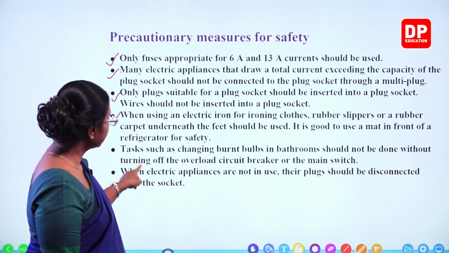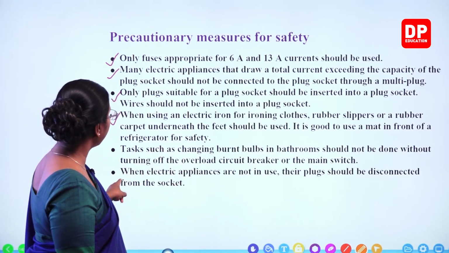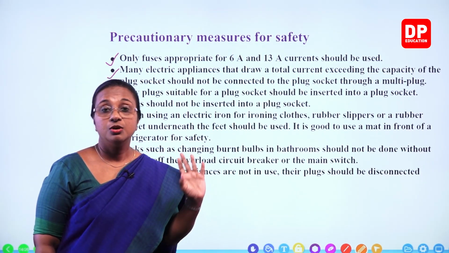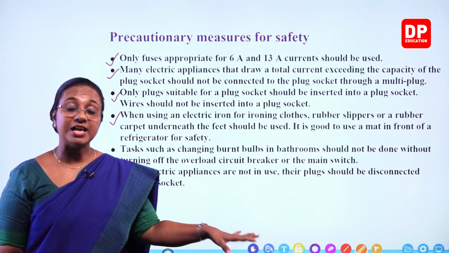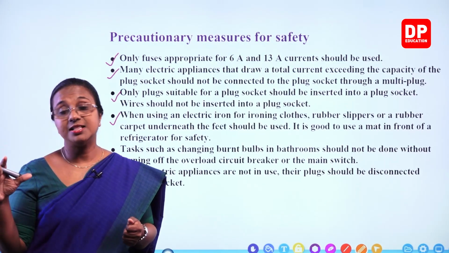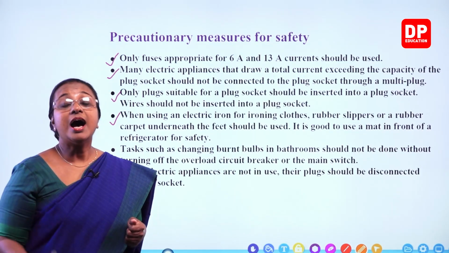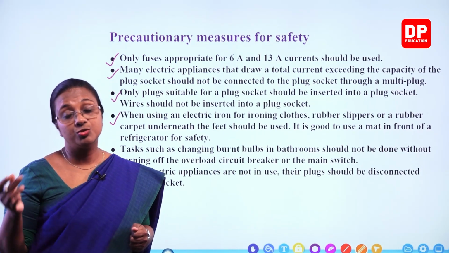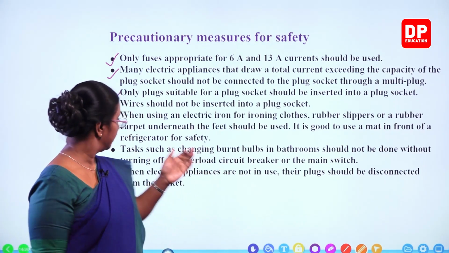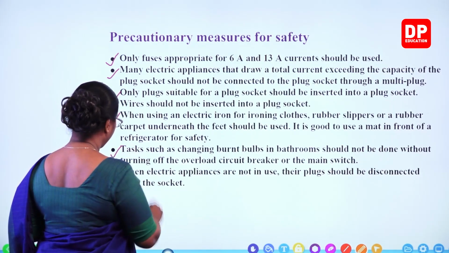Then tasks such as changing burnt bulbs in bathrooms should not be done without turning off the overload circuit breaker or the main switch. The overload circuit breaker is usually outside the house with the electricity meter, but the main switch is inside the house. So it's always better to turn off the main switch. That is the isolator, main switch with the main fuse. So you have to turn off the isolator or the main switch and then do tasks like changing burnt bulbs. That is also important.